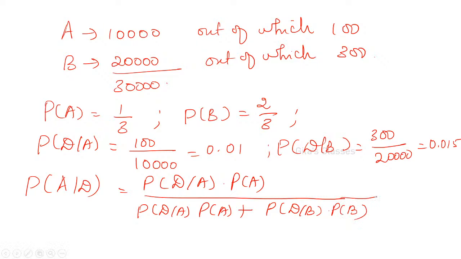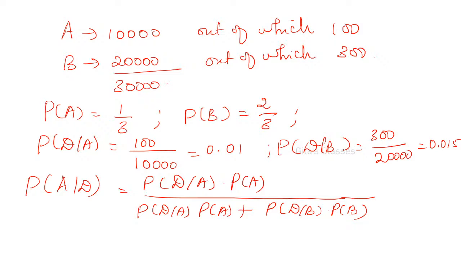Yes, Dinesh Reddy, 0.01 is correct for P of D given A. Yes, very good. Very good. All of you please try. All of you post the answers. No problem. This is not a university exam. Okay. Yeah, final answer even I have to do it.